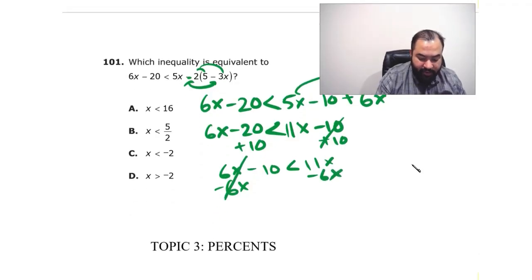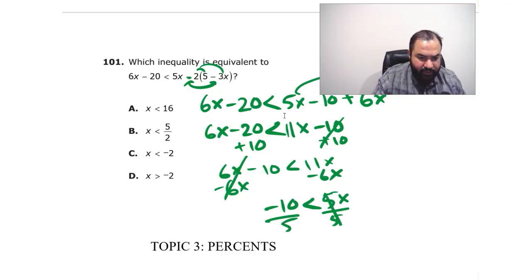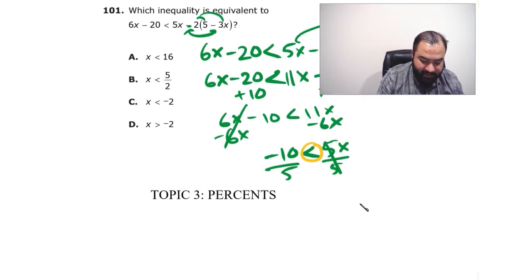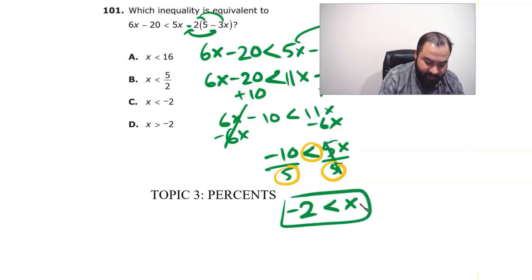Right? So we get negative 10 less than just 5x. So how do we solve for x? Divide both sides by 5. When we divide by 5, do I flip this inequality in the middle, guys? No, because I'm not dividing by a negative number. If I were to divide by a negative number, I would have to flip it. It doesn't matter if there's a negative on the other side. When you're dividing, the number you're dividing by has to be negative. So I get negative 2 here, so x is greater than negative 2. Must be D. So let's see if I did it right.